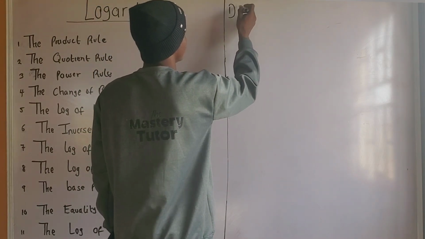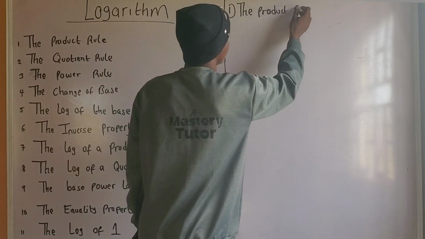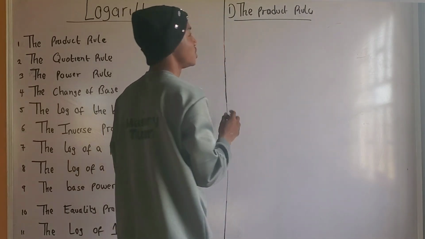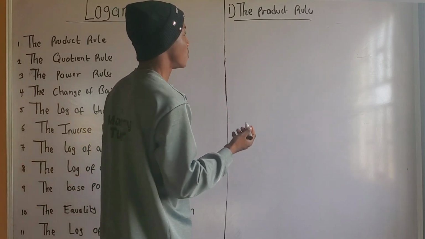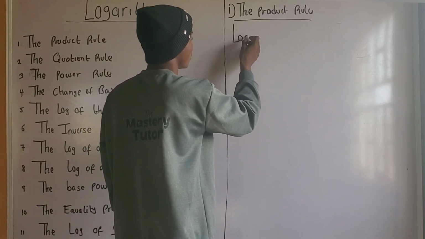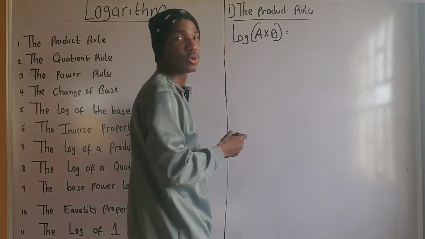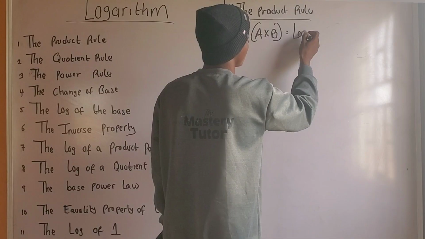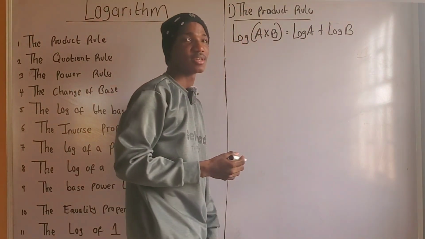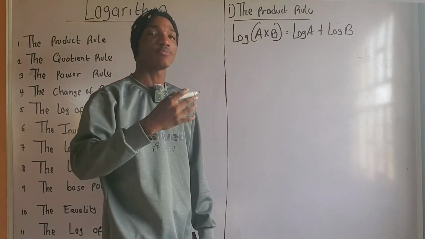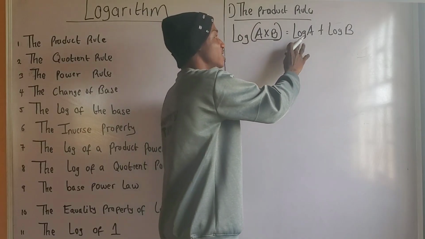The product rule, that is the first rule. According to this rule, if you have the logarithm of the product of two or more numbers, for example, let's say we have log A multiplied by B. According to this rule, we are going to have log A plus log B. Do you understand? That is, when you have the logarithm of the product of two numbers, A and B, the result will be the sum of the log.